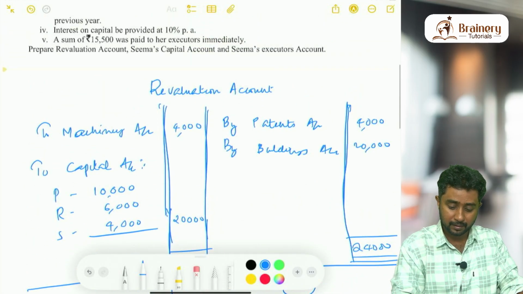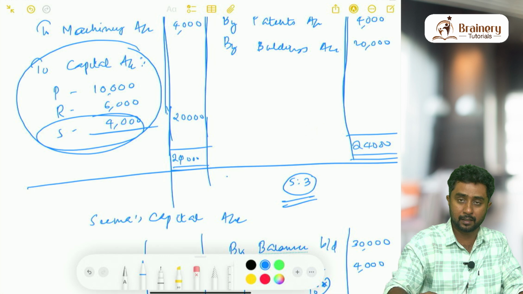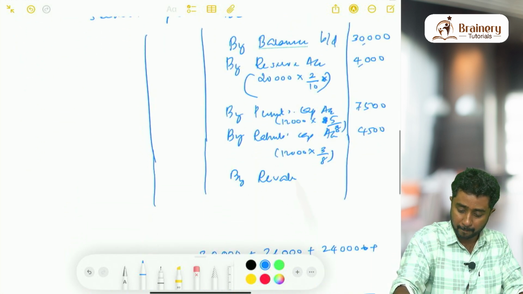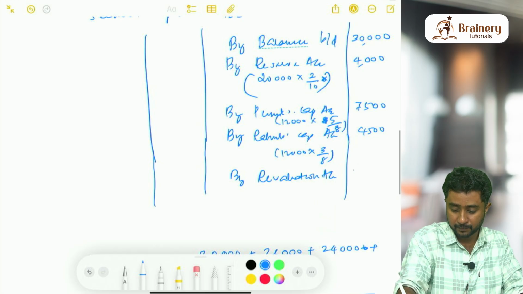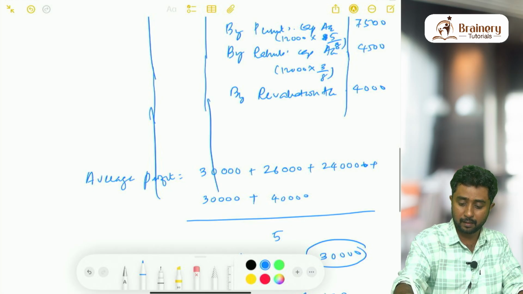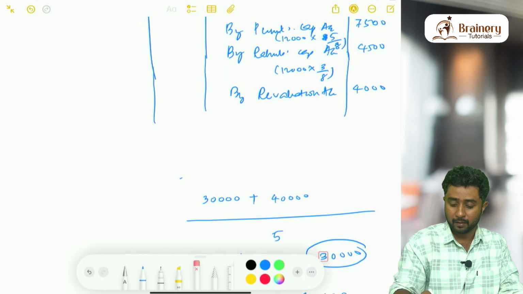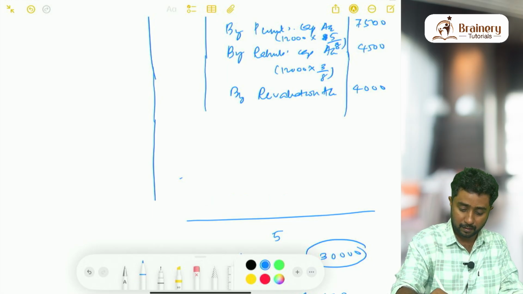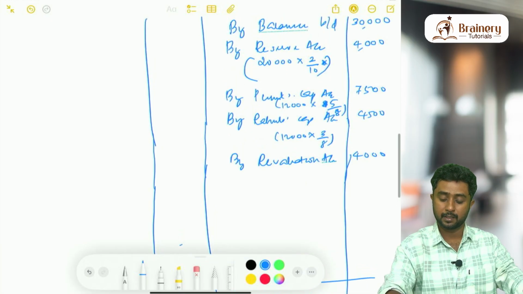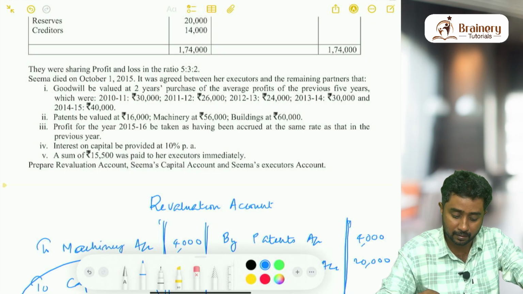Now we will see, is there any other amount to be recorded? Of course, revaluation profit is there. That revaluation profit we have to bring here. So we will be writing by revaluation account 4,000. We are preparing only Seema's account, so we are bothered only about the amounts payable to Seema. Okay. Next, as you can see, I am just extending it. The working notes have already been erased. Already you know it. So goodwill calculation is done, sharing is also done, revaluation is done.